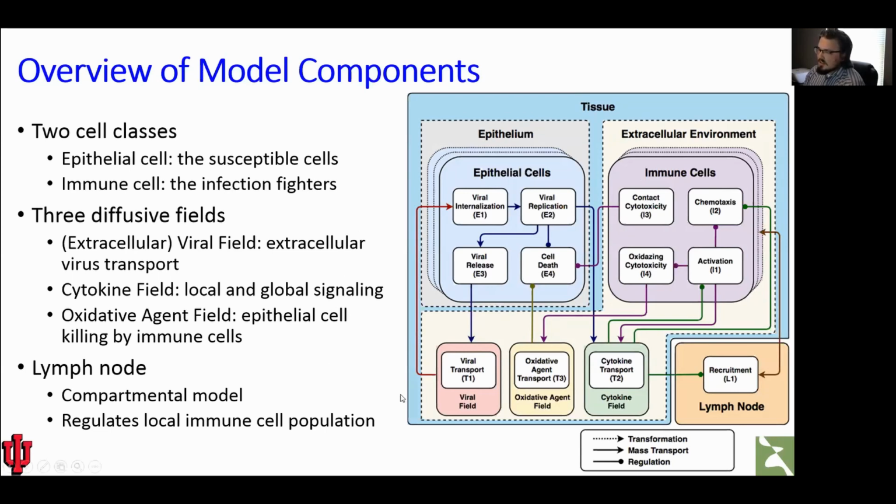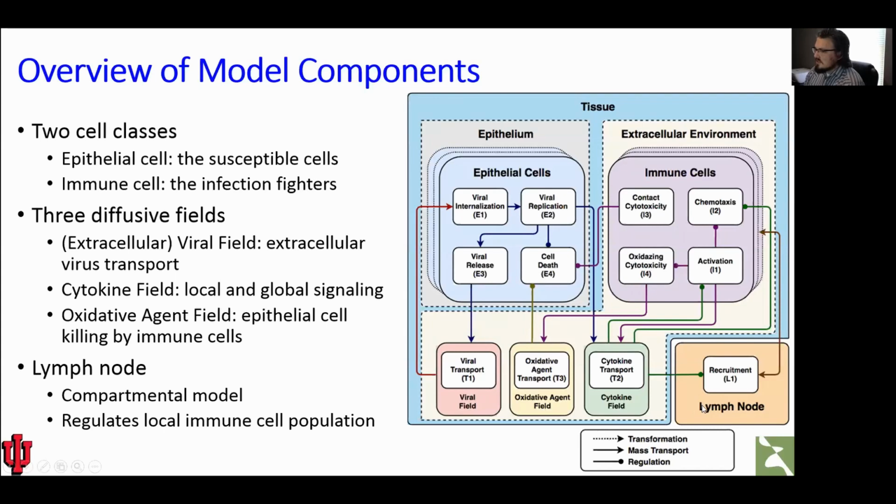We then also include 3 diffusive fields that are solved with partial differential equations. One modeling the transport of extracellular virus throughout the tissue patch. We also have the secretion and diffusive transport of our cytokine field used for local and global immune cell signaling. And then we have an oxidative agent that's secreted by immune cells when activated that then kill epithelial cells.